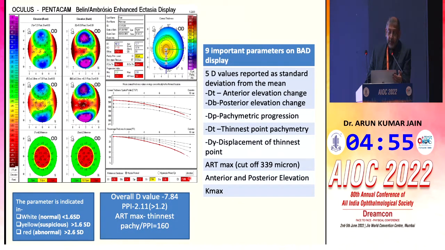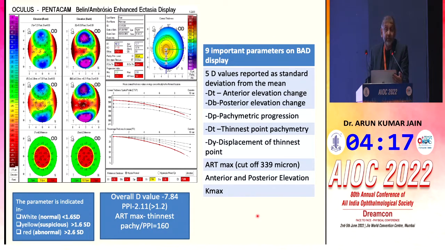And there are 9 important parameters on this map we should be looking for. 5 of these are these values, which are DT, the anterior elevation change, DB, the posterior elevation change, DP, the pachymetric progression, DT, the thinnest point pachymetry, and DY, the displacement of the thinnest point from the apex. And here you get an ART max. The cutoff value is 339 micron, and other values of anterior and posterior elevation and Kmax.